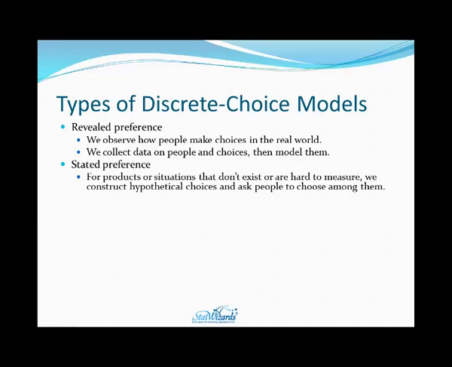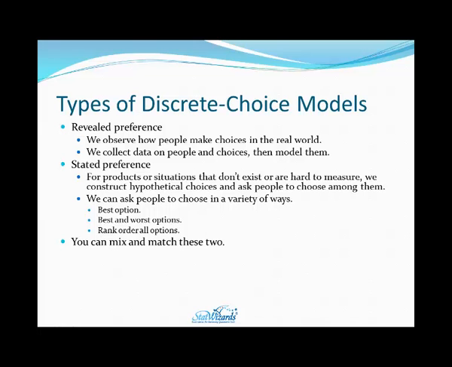Stated preference models help in situations that either don't exist or are hard to measure. In stated preference exercises, we construct hypothetical choices and ask people to select among them. And we can do so in a variety of ways. We can ask them which item they prefer. We can also ask for their least preferred option, or we can ask for full or partial rankings.